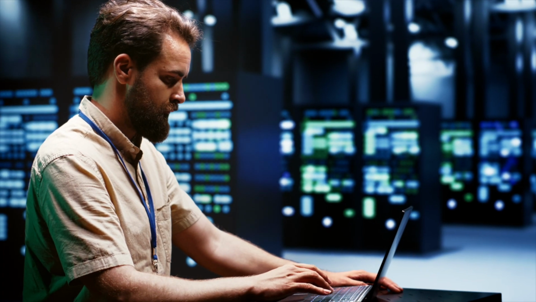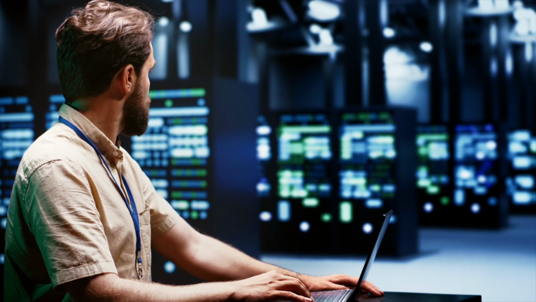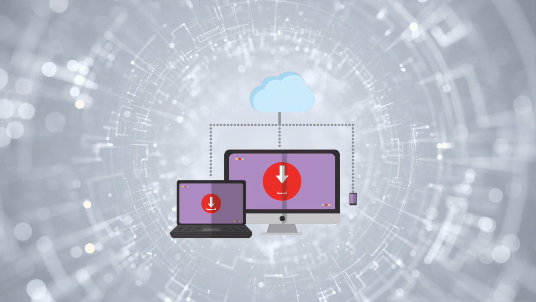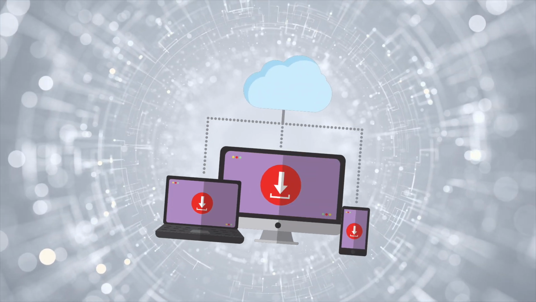The 3-2-1 rule. This is a best practice for data backups that helps ensure data availability and reduce the risk of data loss. Here is how it works. 3 copies. Keep at least 3 copies of your data. 1 primary version, which is the original, and 2 backups.